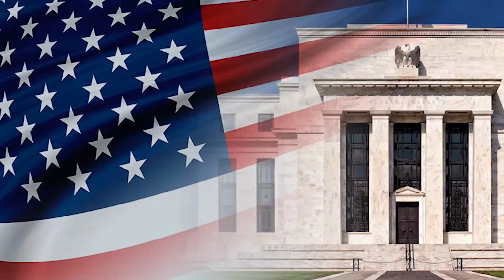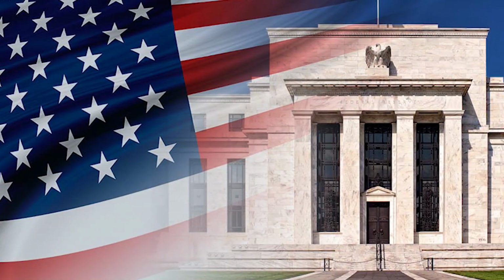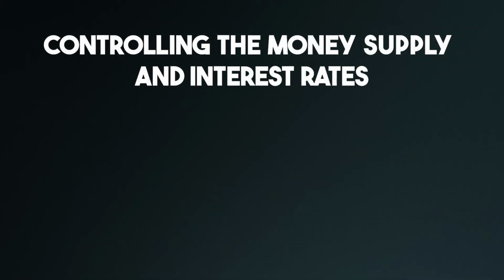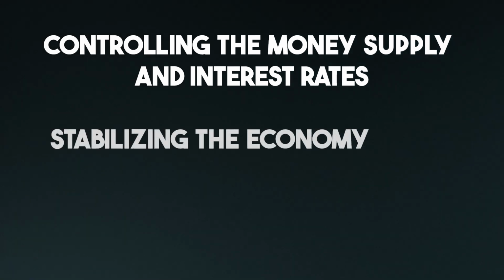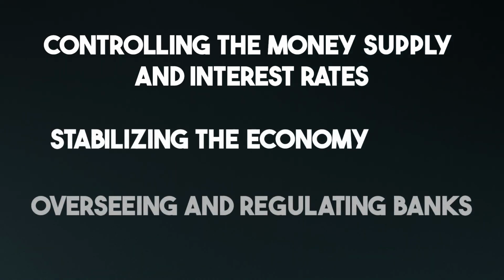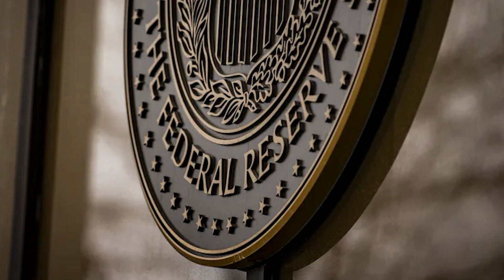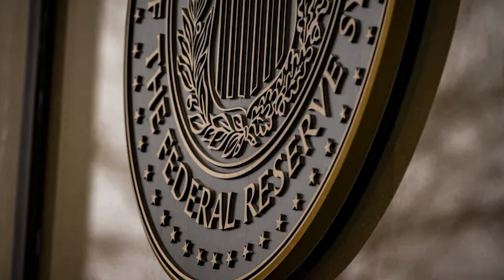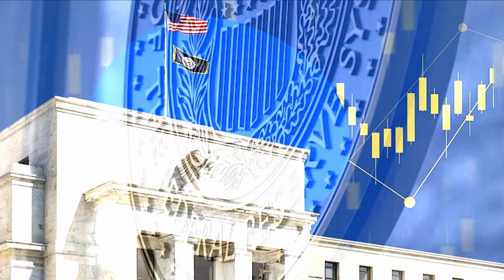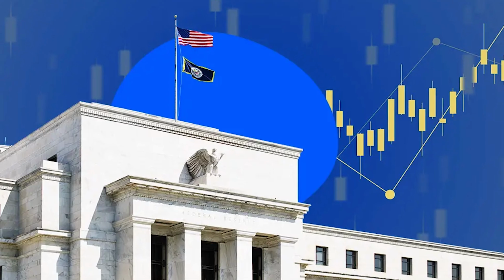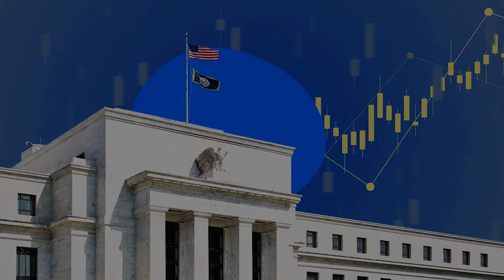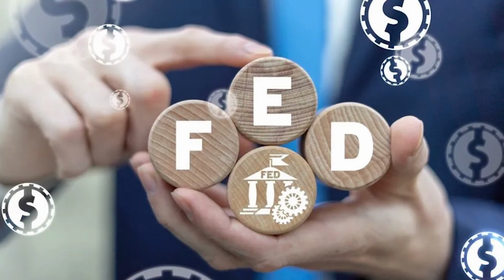The Fed was founded to achieve several key objectives: controlling the money supply and interest rates, stabilizing the economy, and overseeing and regulating banks. These goals were designed to reduce the frequency and severity of financial crises and promote more stable economic growth. Over the years, the Fed has evolved its role in the economy.